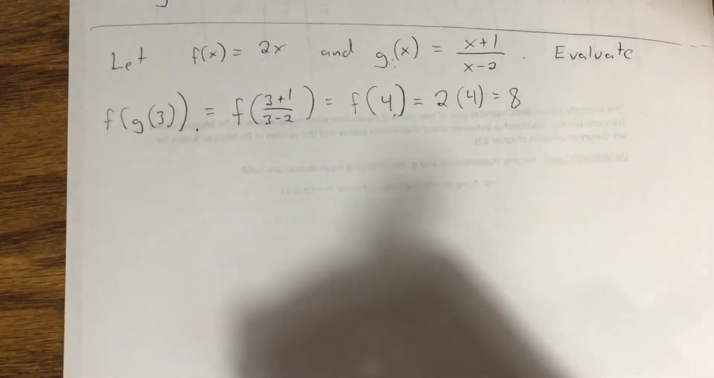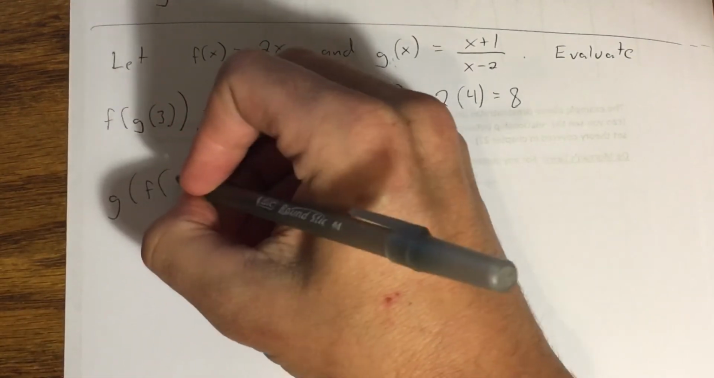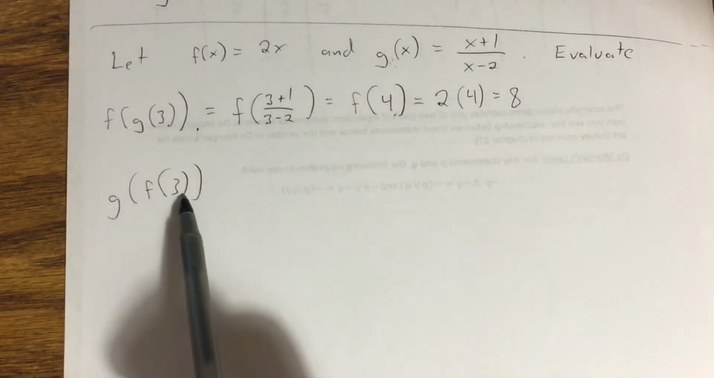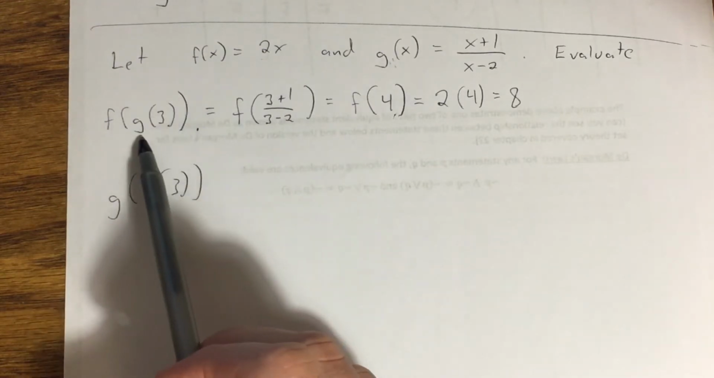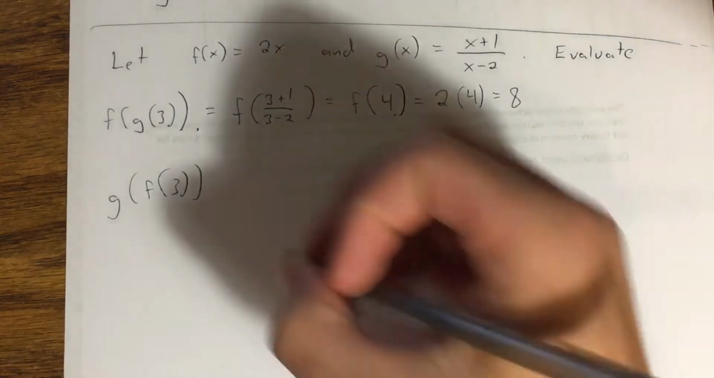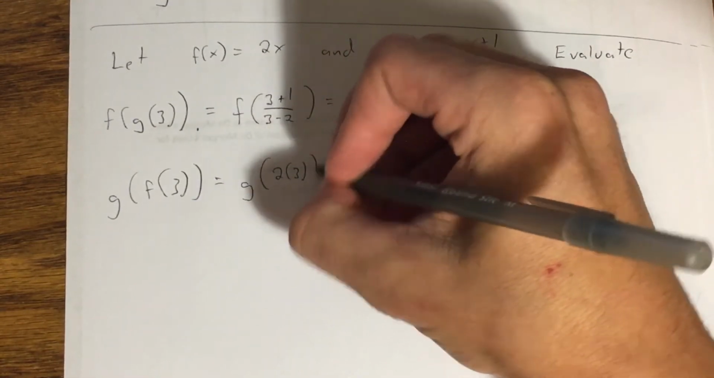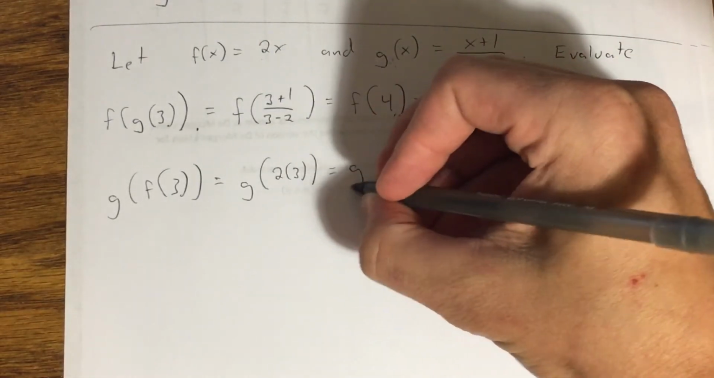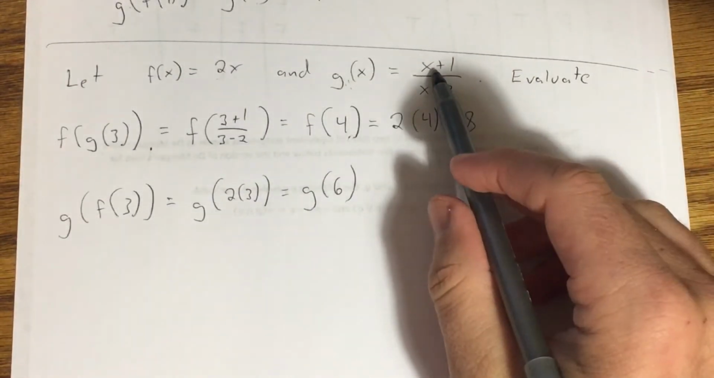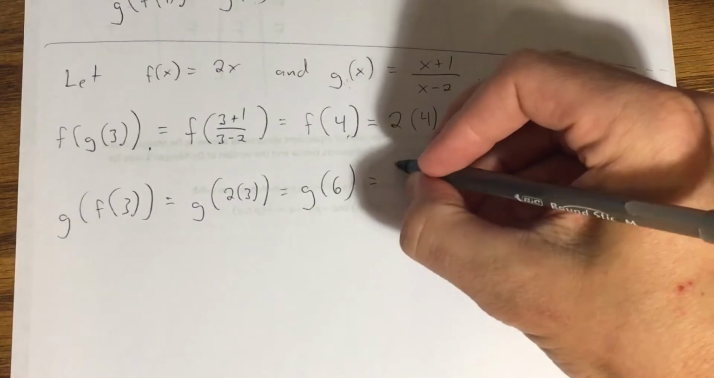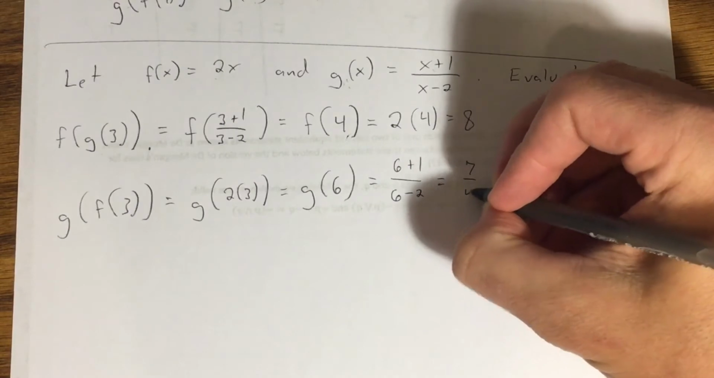Let's do a little experiment here. What if I evaluated g of f of 3? Notice what I'm doing is I'm still using 3 as my input, but I'm plugging it into f first, followed by g, instead of plugging it into g first, followed by f. In this case, we're looking at g of 2 times 3, because that's how we define the function f, which is equal to g of 6. Again, notice I'm working from the inside out. Then I go to my function g and I plug a 6 into that. That's equal to (6 plus 1) over (6 minus 2), or 7/4.